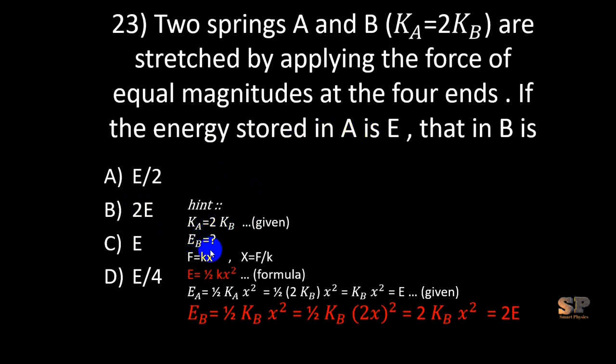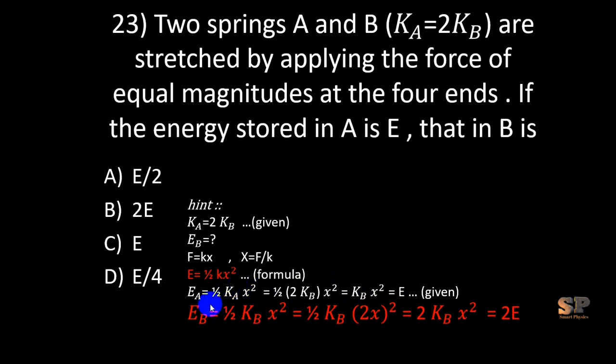stored in B. According to this formula, we know that x is inversely proportional to k. If k increases, x decreases. If x increases, k decreases. And we know the formula E is equal to 1 over 2 k x square, and the energy stored in A will be equal to 1 over 2 kA x square, and we know that kA is equal to 2kB. 2 will be cancelled with this 2 and it will become kB x square, and this is equal to E.